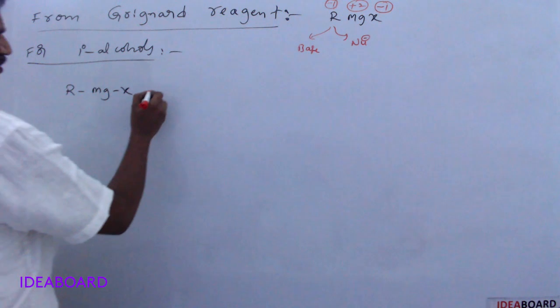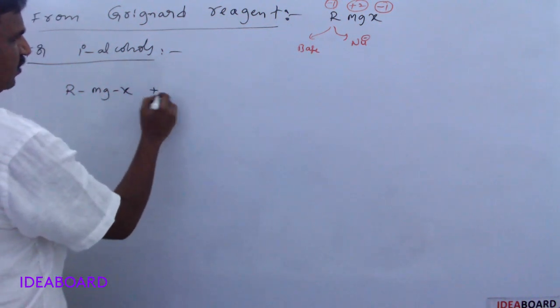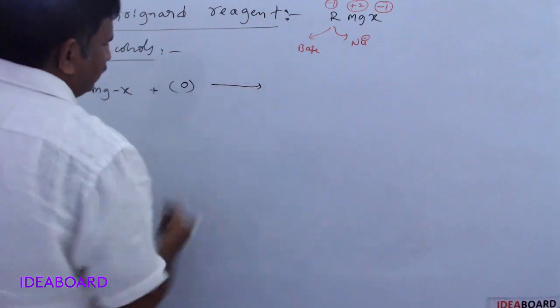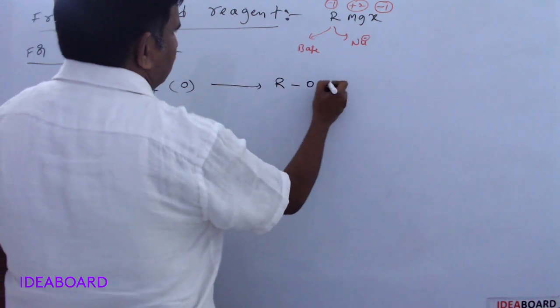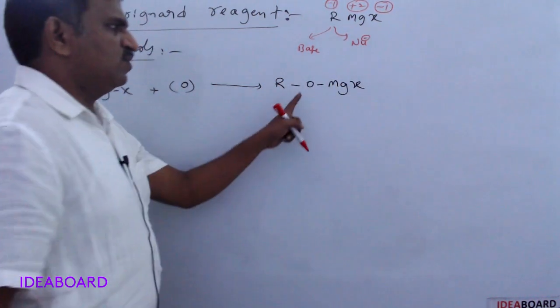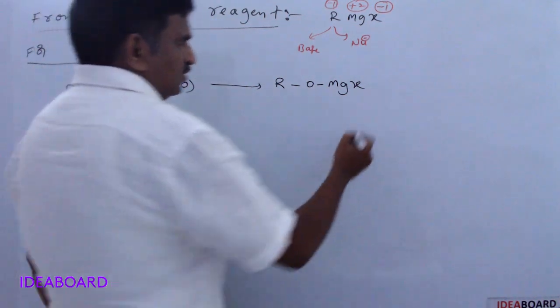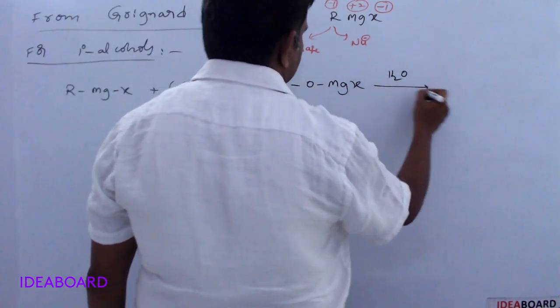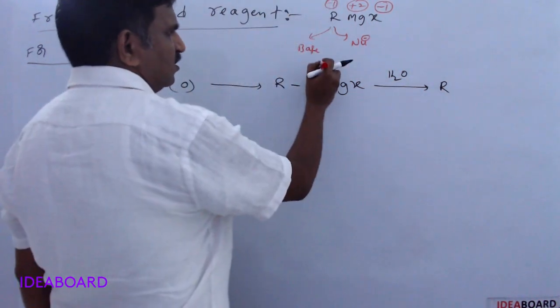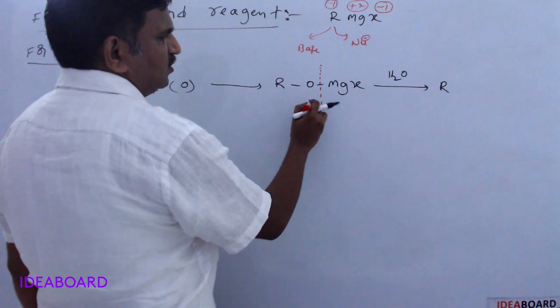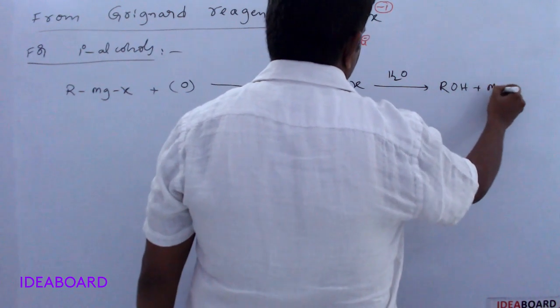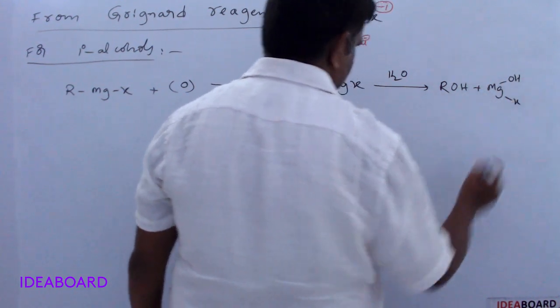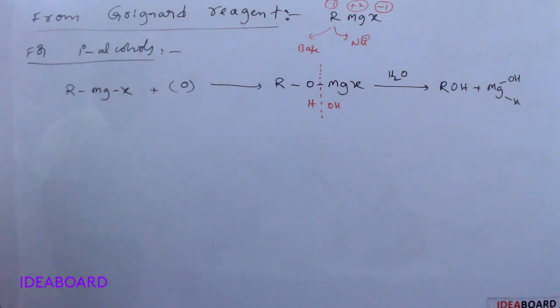Here, if you see this reaction, RMgX reacting to get the primary alcohol, with oxygen first. On reaction with oxygen, the intermediate formed is ROMgX. This is called alkoxy magnesium halide. This alkoxy magnesium halide on hydrolysis, the bond dissociation occurs, H and OH group are added, and then we get ROH plus MgOHX. What type of alcohol is that? Yes, it is a primary alcohol.